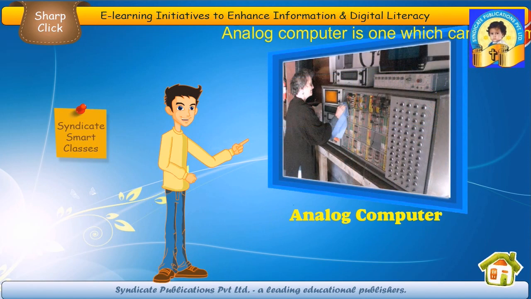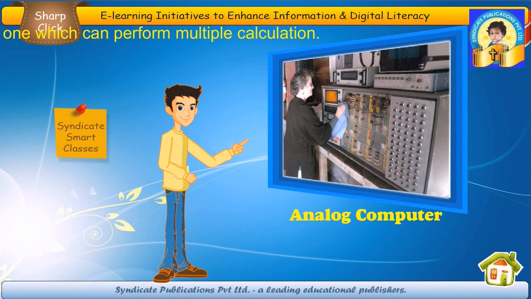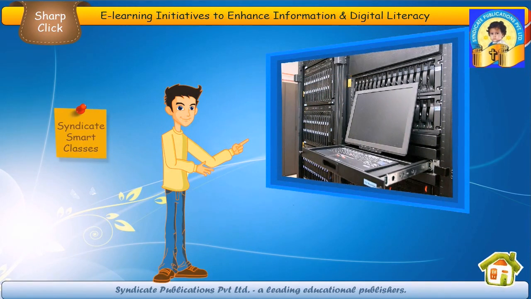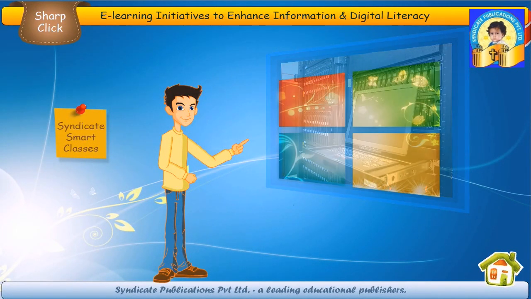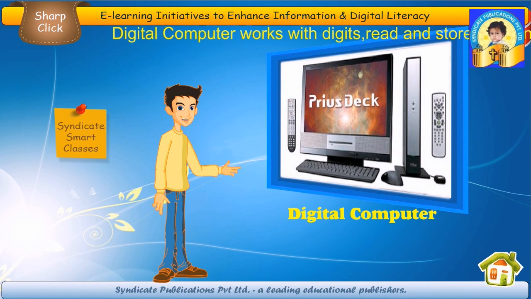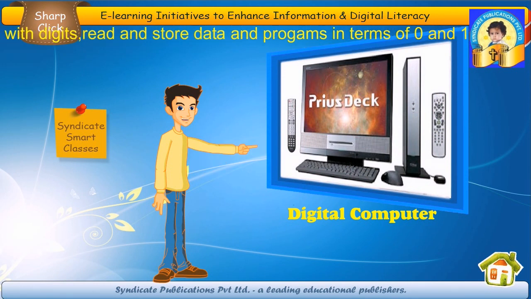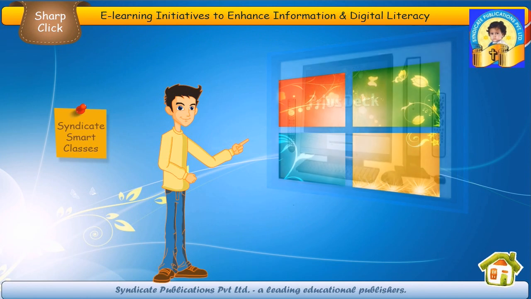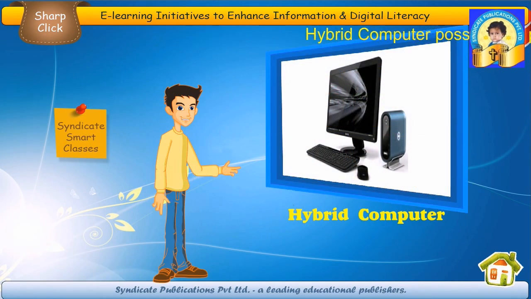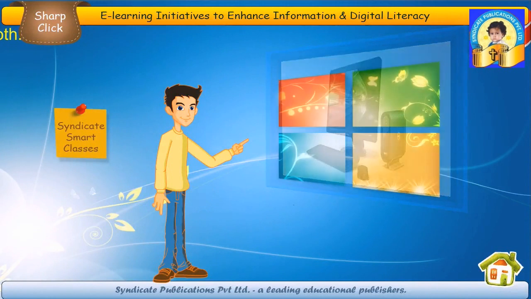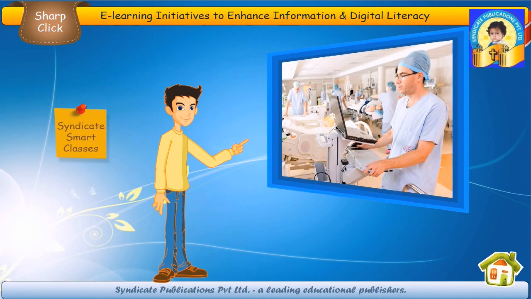An analog computer is one which can perform multiple calculations at once. These are the ancient computers which were used in the fields of science and engineering. Digital computers are the computers which work with the digits. Digital computers read and store data and program in terms of zero and ones. Hybrid computer. These computers have the property of both analog and digital computer. Such computers are used in medical science.